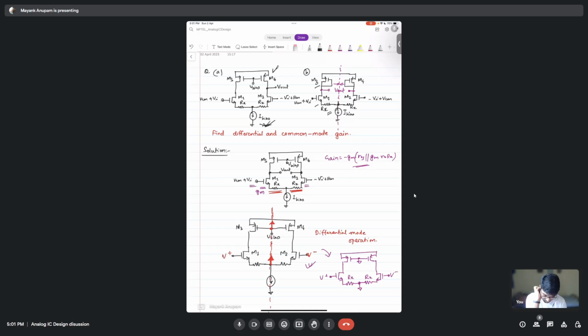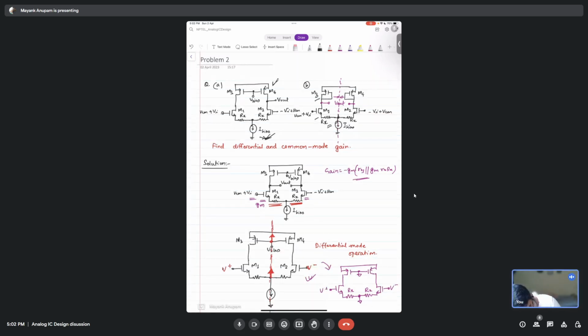Now tell me what will be the differential mode gain? Tell me what will happen to every point that this line is touching. First, we find out the inputs, which will be grounded. While finding V, RX.